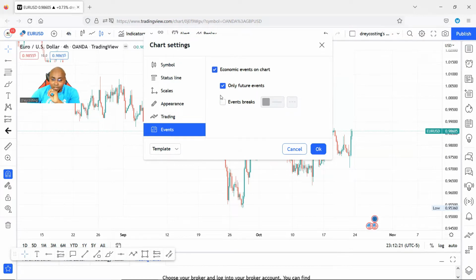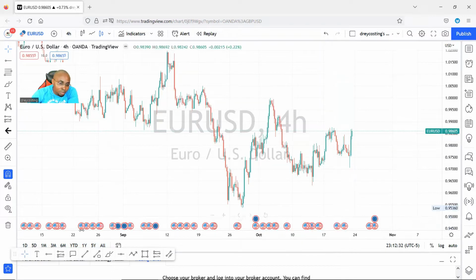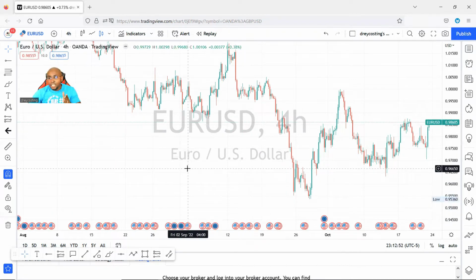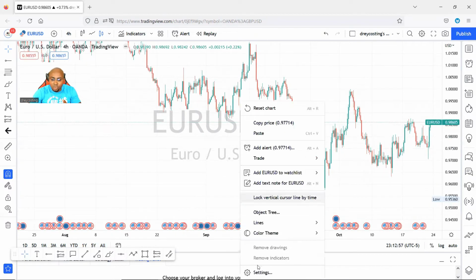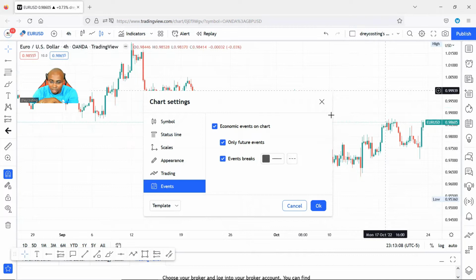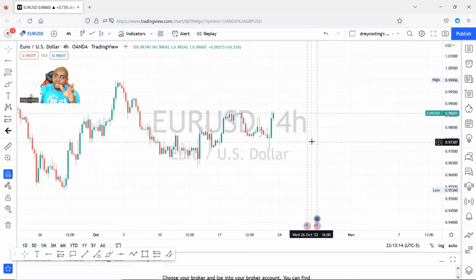You can have two things: only future events. I always select this. If you uncheck this, it's going to show you all the past news. Unchecking and looking at the past news events actually works if you're backtesting. But if you're trading live, there's no need to do that. So we want to see only the future ones. You can also select the event break with a line like this. Let me show you. So you can have the lines like this, but I don't like to use that.